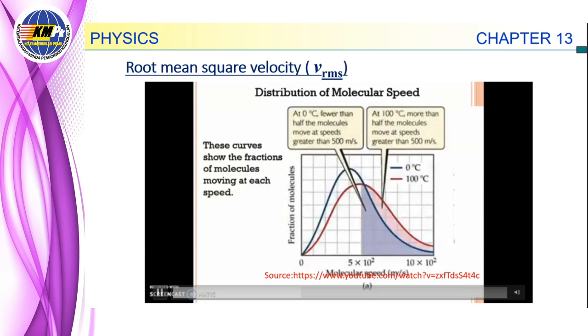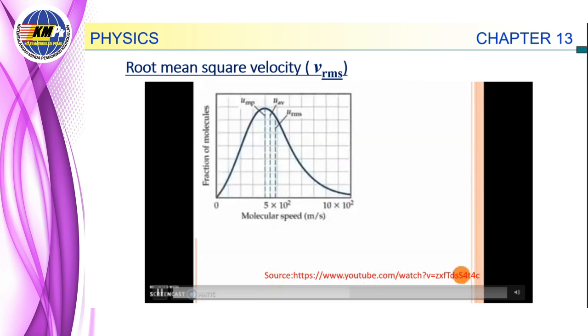So here is a blurry graph. Here is a distribution curve for molecular speeds at two different temperatures. Notice that the blue line is at 0 degrees. You have a much larger percentage of molecules at a low speed, as opposed to the 100 degrees, where now you have a wider range of molecules, but many more of them are at a higher speed. So what does that mean? The higher temperature molecules have a larger fraction moving faster, and so the average kinetic energy is increasing as the temperature is going up.